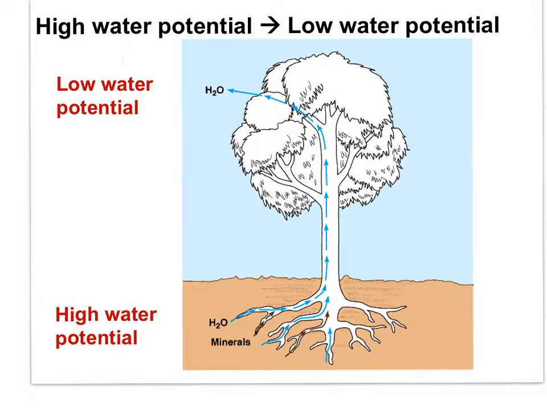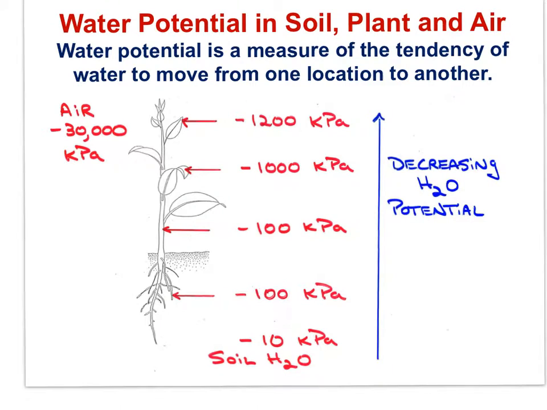The evaporation of water near the stomata of leaves results in a very low water potential surrounding the leaf. Water potential is a measure of the tendency of water to move from one location to another. Water moves from regions of high water potential, the roots, to regions with low water potential, the leaves. You can see in this diagram that water potential is relatively high in the soil and relatively low at the leaf.